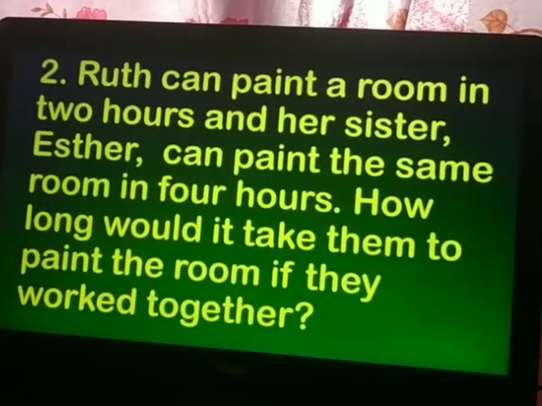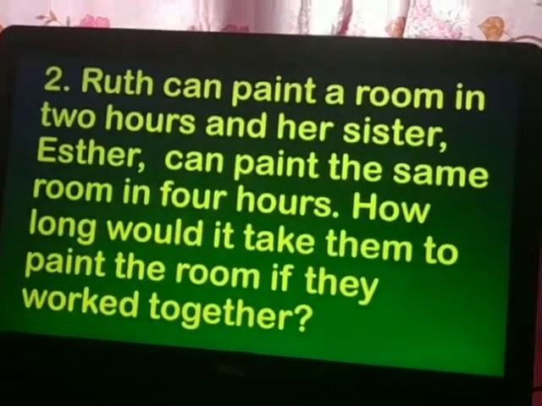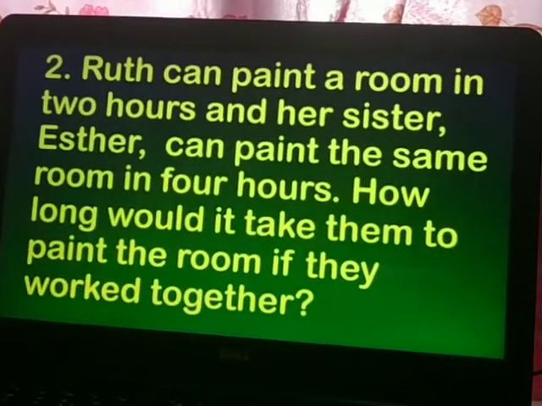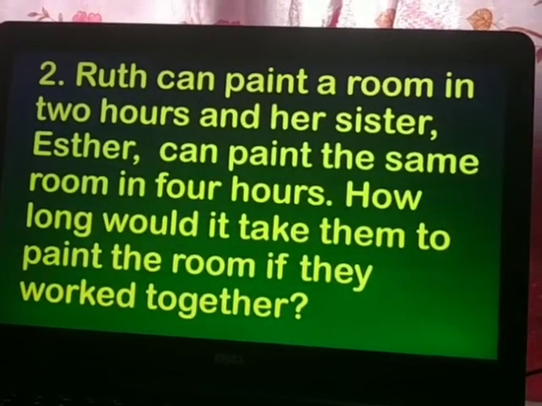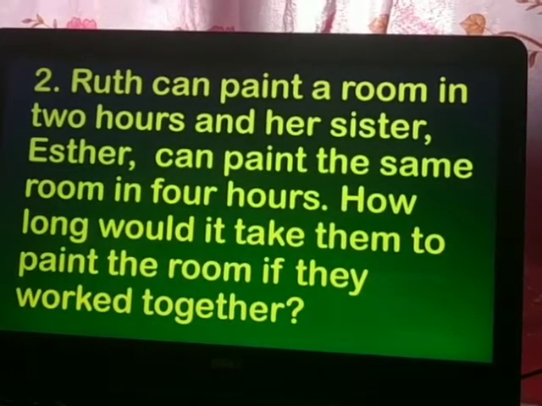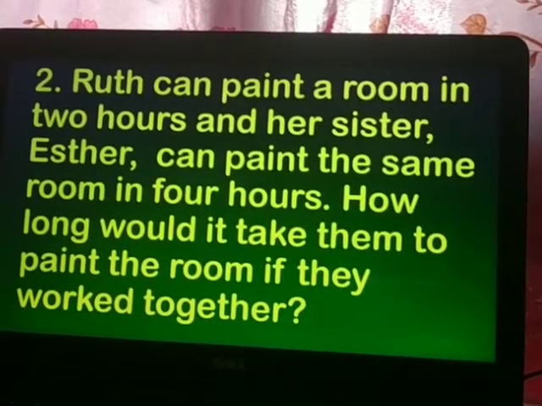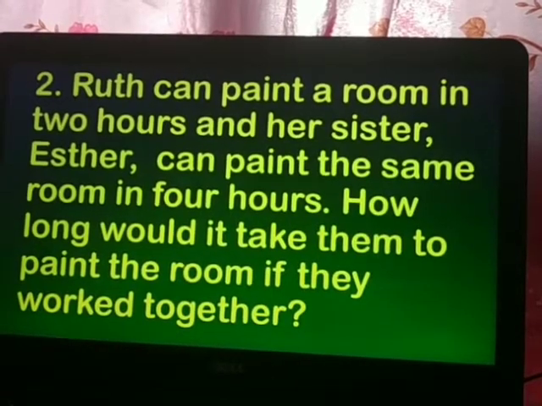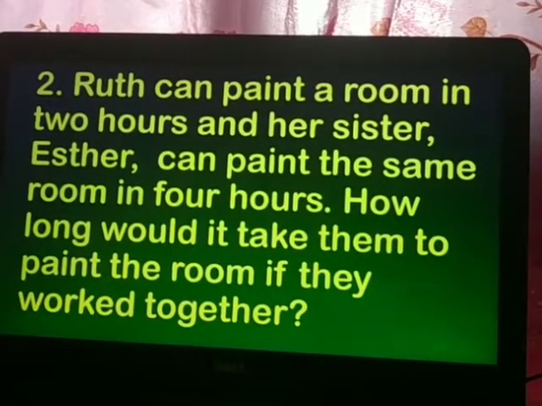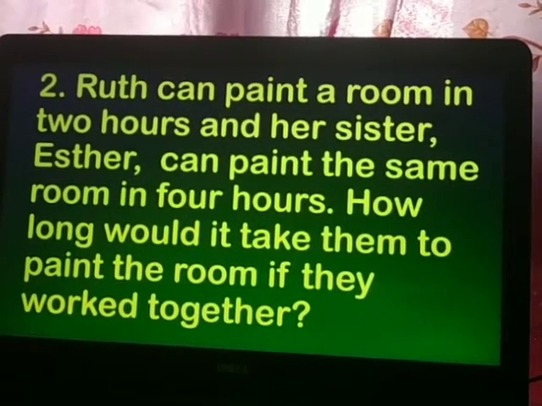Let's go to the second one. Ruth can paint a room in 2 hours, and her sister, Esther, can paint the same room in 4 hours. How long would it take them to paint the room if they work together? Step 1. Read the problem and understand. There are 2 people painting the room individually. Ruth can finish it in 2 hours, while her sister can do it in 4 hours. But the question is, how long would it take them to paint the room if they work together? You know, working together makes the job easier, and they can finish a lot earlier.